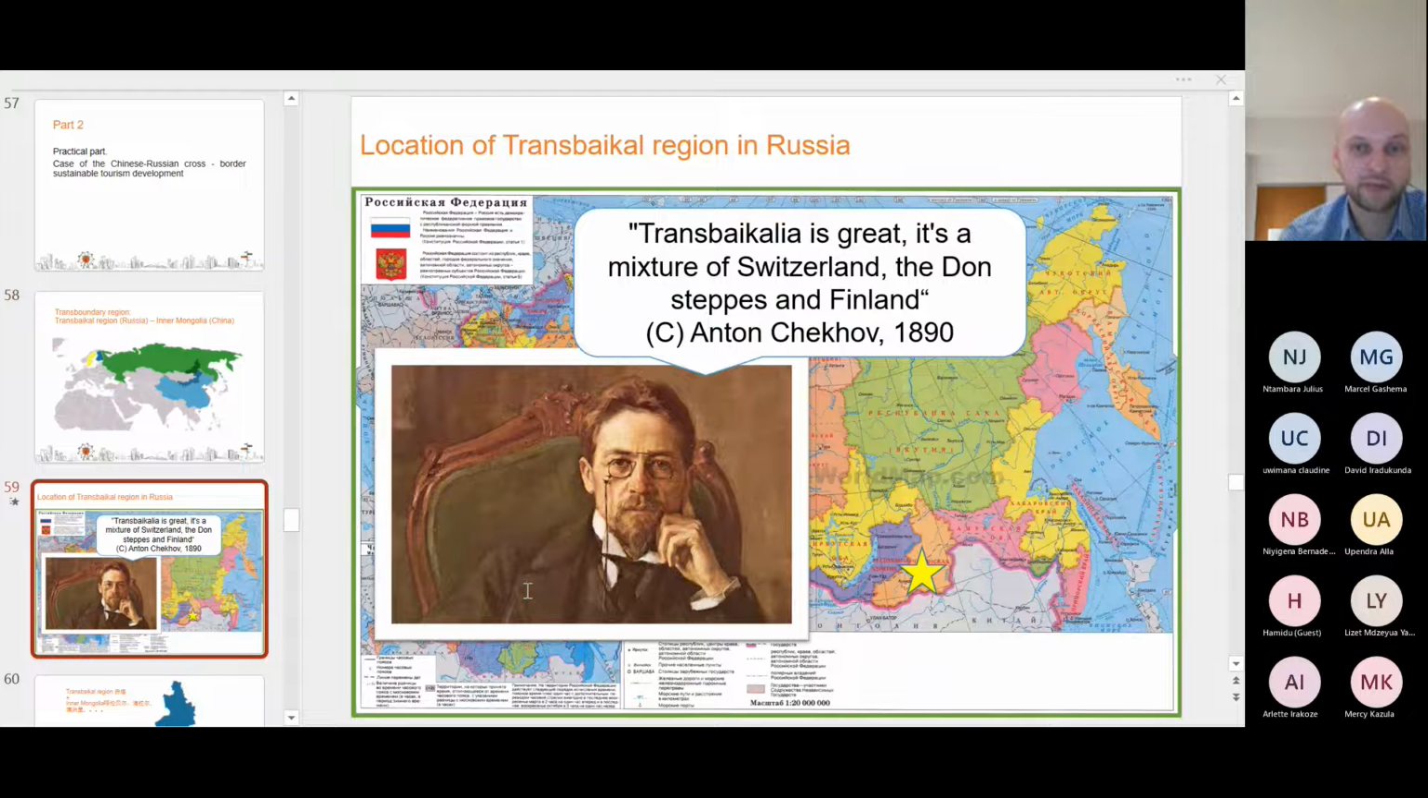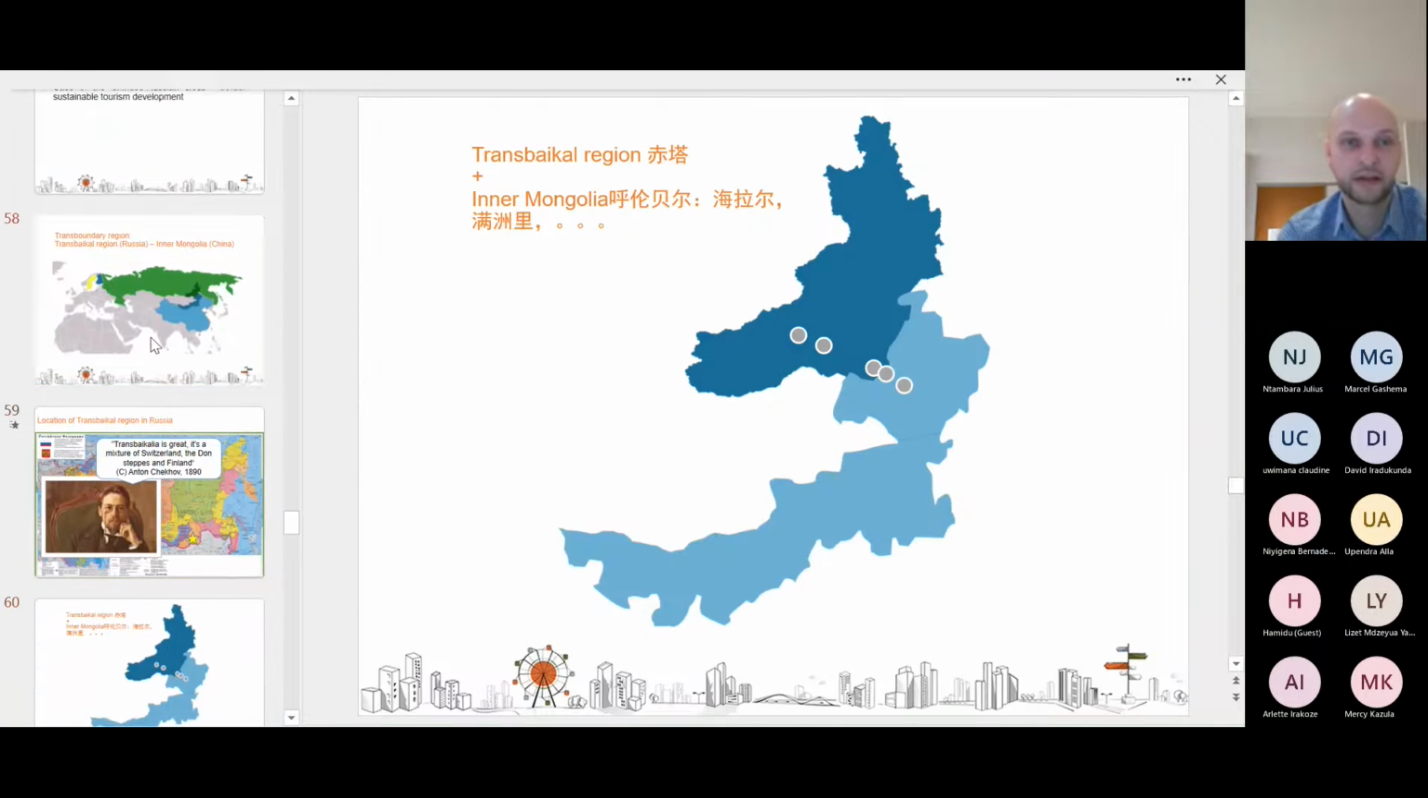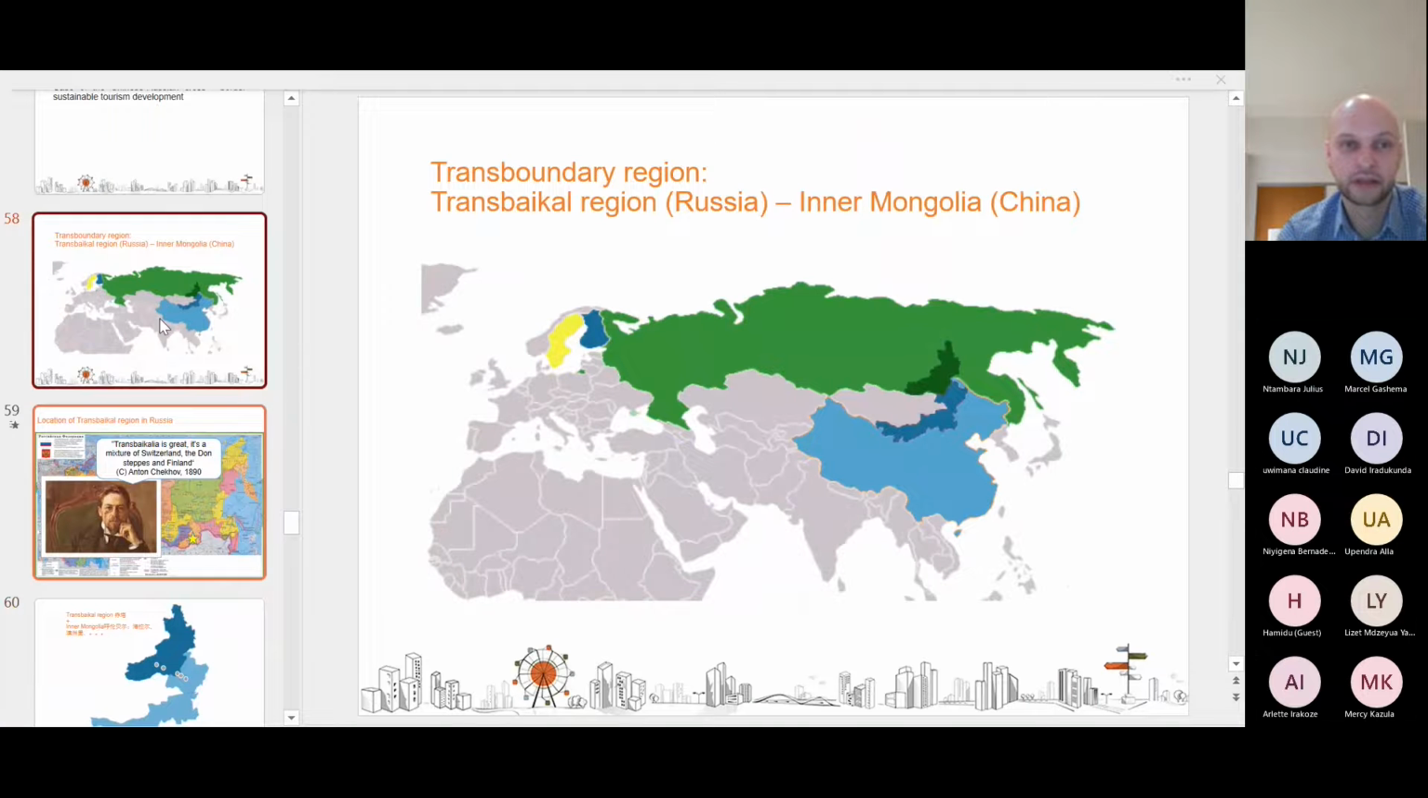So I came from Siberia, from the remote border region called the Transbaikal region. You can see it on the map. It is 6,000 kilometers to the east from the capital of Russia, from Moscow, and named after Lake Baikal, the biggest and the deepest lake on earth. Here you can see the locations of the transboundary regions: the Transbaikal region and Inner Mongolia. The Transbaikal region is marked by dark green and Inner Mongolia is marked by dark blue.